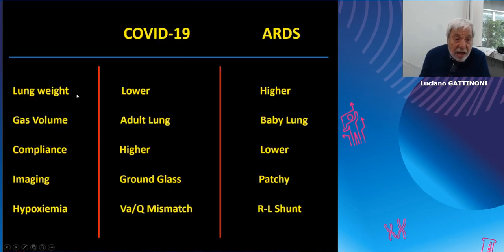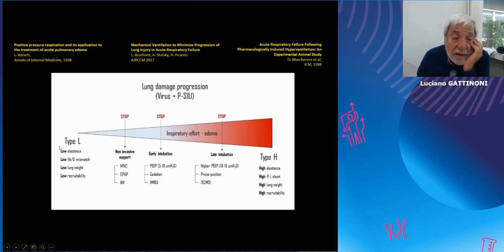So COVID-19: lung weight, lower, higher; gas volume, adult lung, baby lung; compliance, higher, lower; imaging, ground glass, patchy; hypoxemia, VA/Q. Are they so similar? And when we say, okay, let's call the different status in a different way. Let's call type L, that means good compliance, VA/Q mismatch, no recruitability, low lung weight. And let's call type H the very severe ARDS. Also, a lot of colleagues became furious about that.